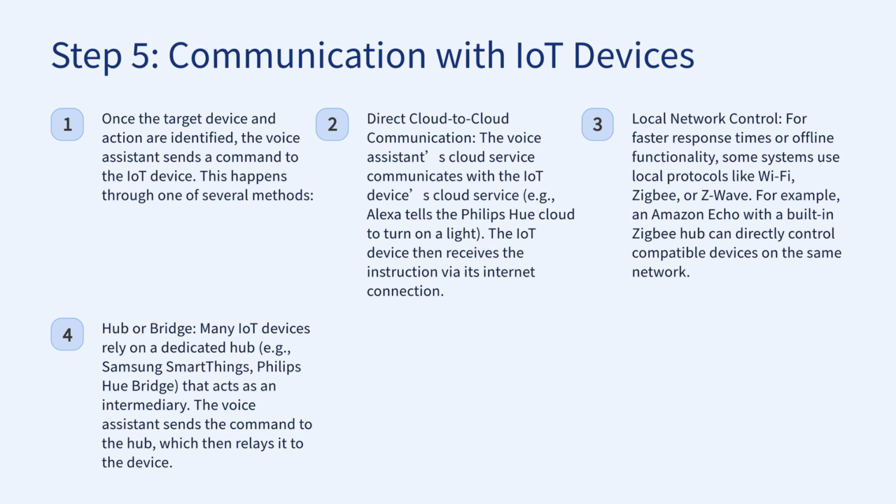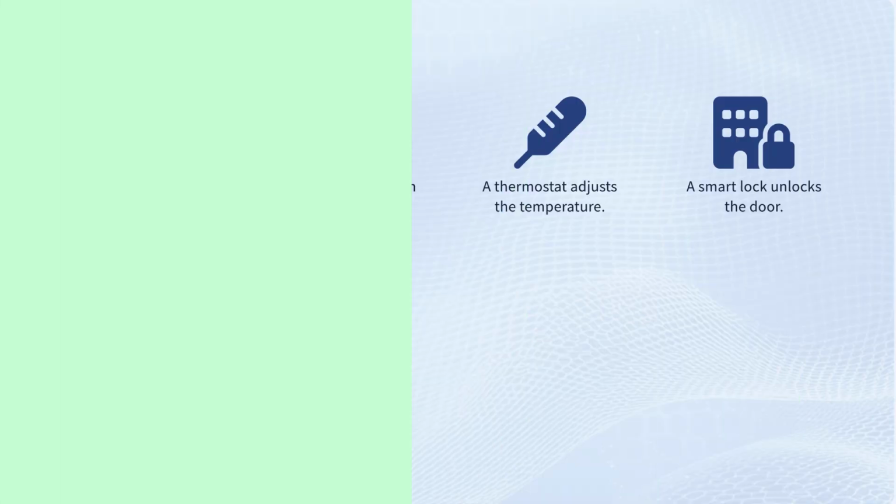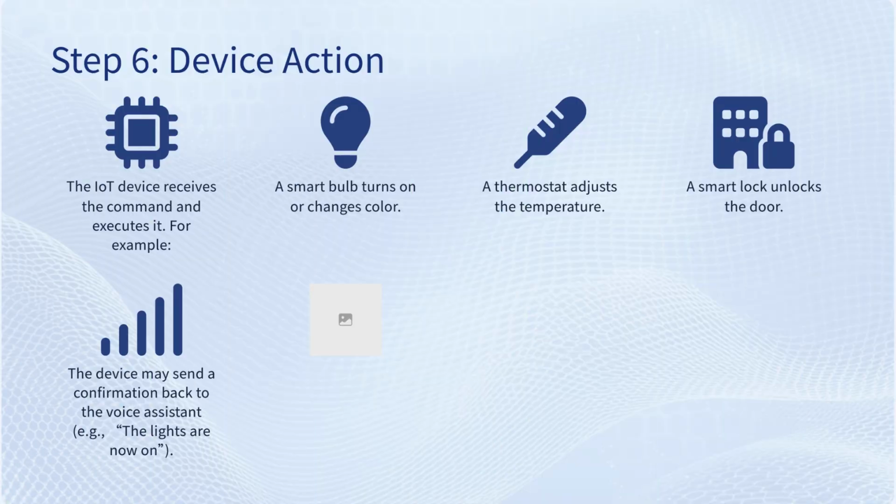For example, Samsung's SmartThings, Philips' Hue Bridge, that acts as an intermediary. The voice assistant sends the command to the hub, which then relays it to the device. Step 6. Device action. The IoT device receives the command and executes it. For example, a smart bulb turns on or changes color.